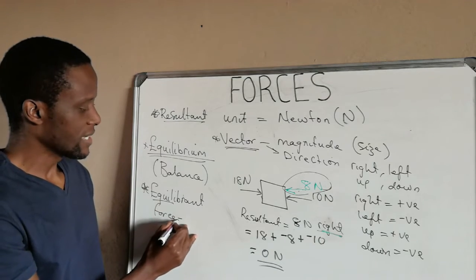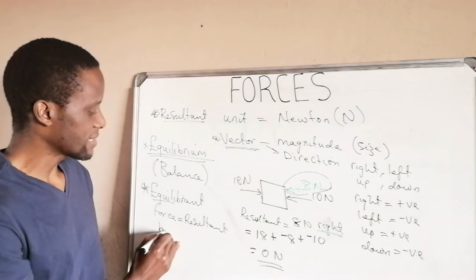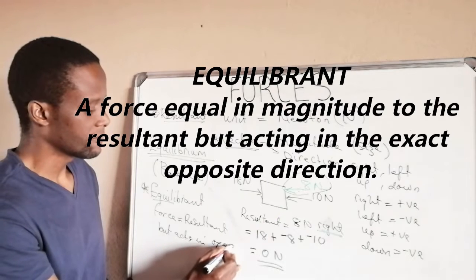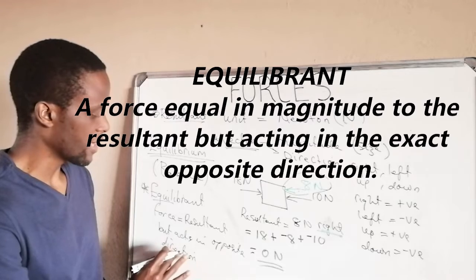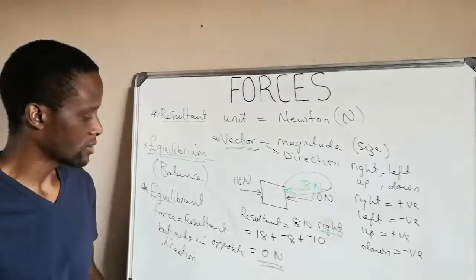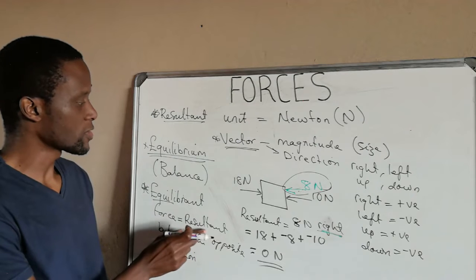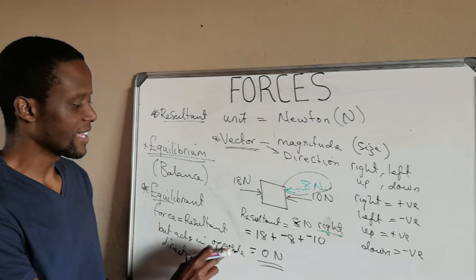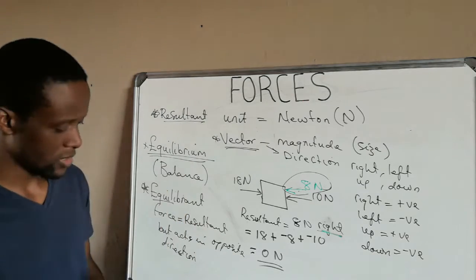The equilibrant is a force that is equal to the resultant but acts in the opposite direction. So that is how you can define the equilibrant. The equilibrant is a force equal in magnitude to the resultant but acting in the opposite direction. Or you can say the equilibrant is a force that is equal in size to the resultant but acting in the exact opposite direction. It is a force that brings about balance.